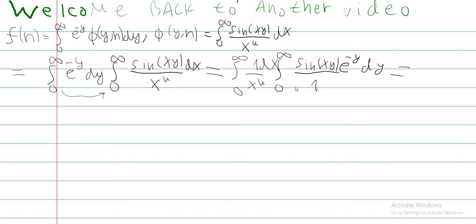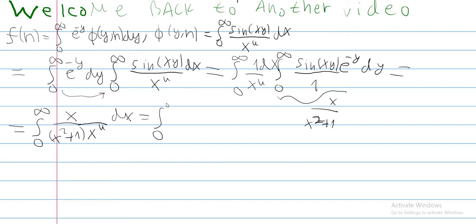Alright, now when we solve this integral, it can easily be done with partial integration. You should get x over x squared plus 1. When we plug it back here, we will get an integral from 0 to infinity x over x squared plus 1 times x to the n, dx, which is a beta integral, of a beta function.